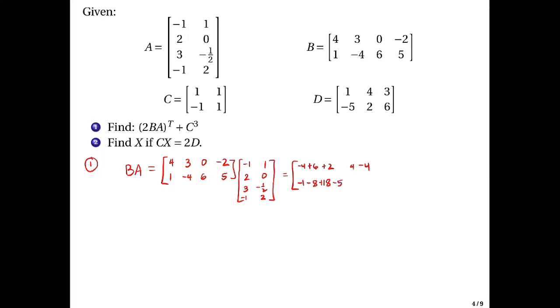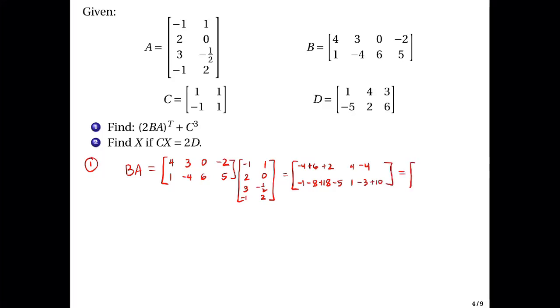And then lastly, we have second row for second column. We have 1 times 1, that's 1. Negative 4 times 0, that's 0. 6 times negative 1 half, that's negative 3. And then 5 times 2, that's positive 10.